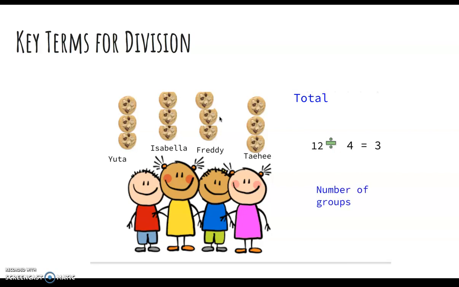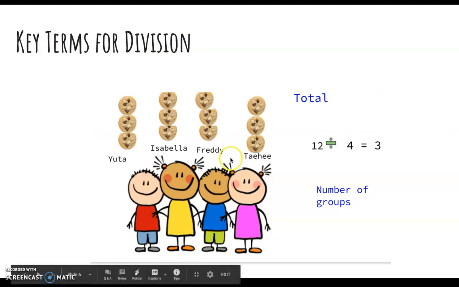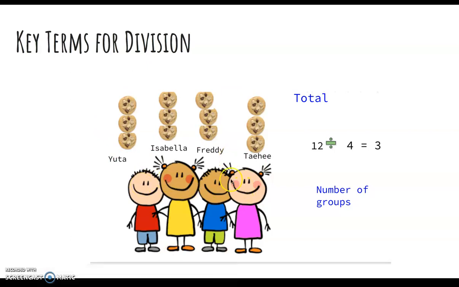The next term is number of groups. So in this question, there are 4 different groups because we have 4 friends, where each friend represents 1 group. And the last term is size of a group. So this is asking how many cookies in each group. And here we know that each friend has 3 cookies, so the size of a group is 3.